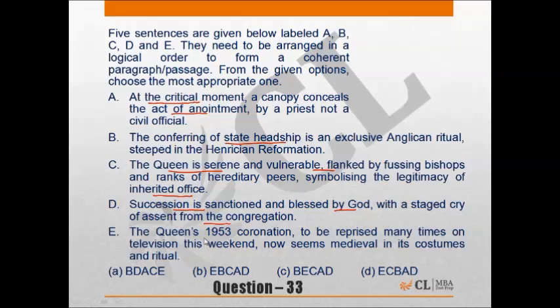Statement E, the Queen's 1953 coronation. Okay. Does it refer to the critical moment? Could be the coronation, moment of coronation. Okay. So back to statement E, the Queen's 1953 coronation, to be reprised many times on television this weekend, now seems medieval in its costumes and ritual. My first thought is E and C have to be connected. Statement E talks about the 53 coronation, now seems to be medieval, and statement C tends to be describing that. So the queen is serene and vulnerable, flanked by fussing bishops and ranks of hereditary peers symbolizing the legitimacy of the inherited office. So my first thing is statement E and C have to be together.